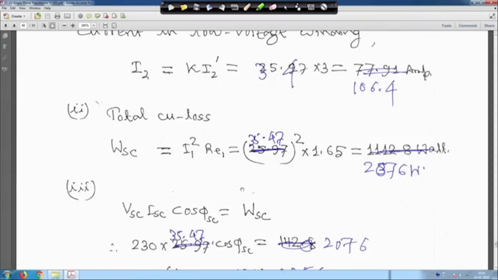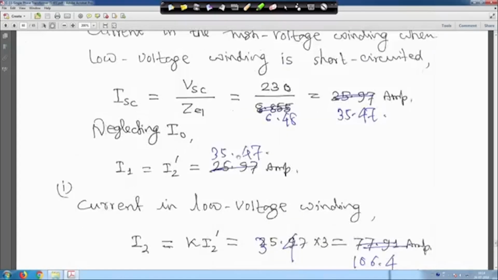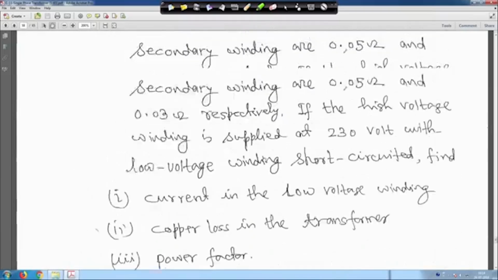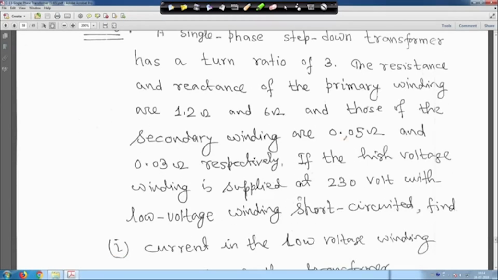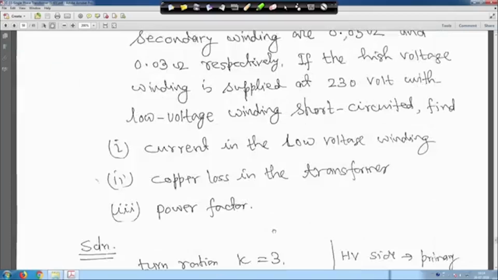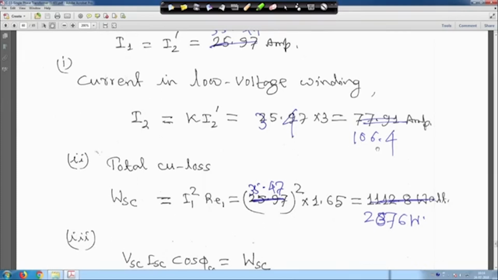Only thing is that the current in the low voltage winding is actually 106.4 ampere, quite high, right. If you look into the problem, a single phase step down transformer, the resistance and reactance of the primary winding are given, and the high voltage winding is supplied at 230 volt with the low voltage winding short circuited; find the current in the low voltage winding. Intentionally I took this problem, and it is coming 106 ampere. So, in your laboratory you may not have an ammeter to measure this high value of current, right. But intentionally we took it, right.